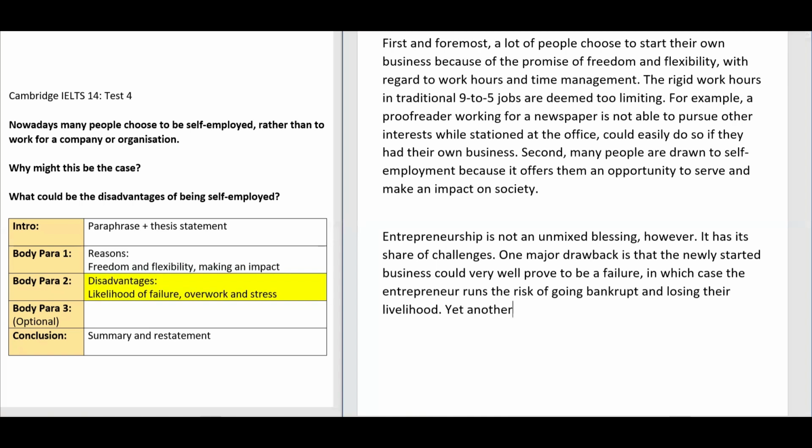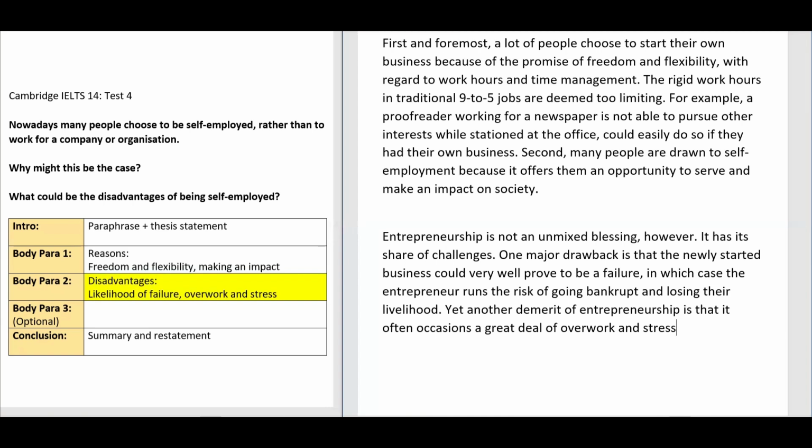Yet another demerit of entrepreneurship is that it often occasions, means causes, it often causes, but instead of using the word causes, which is so commonplace, we're using a slightly more advanced word so that we can get better marks in vocabulary, which is lexical resource. A great deal of overwork and stress. So this is common knowledge, right?